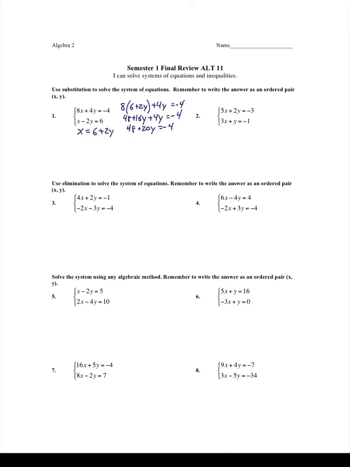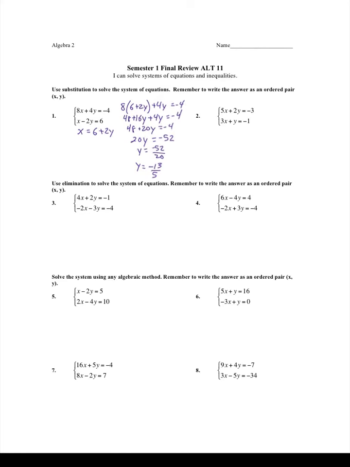Subtract 48 from both sides. We're going to get 20y equals negative 52. And now divide by 20. y is negative 52 over 20, which reduces to negative 13 over 5.